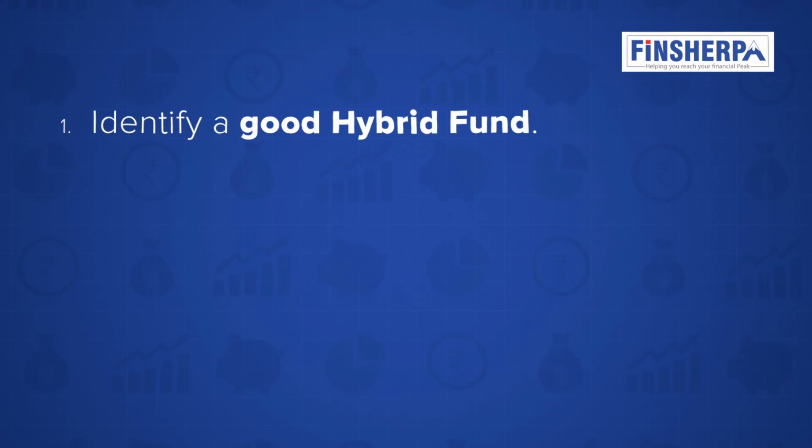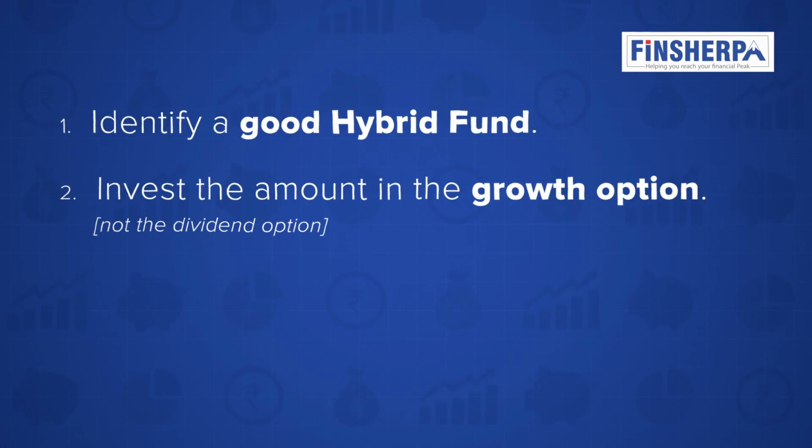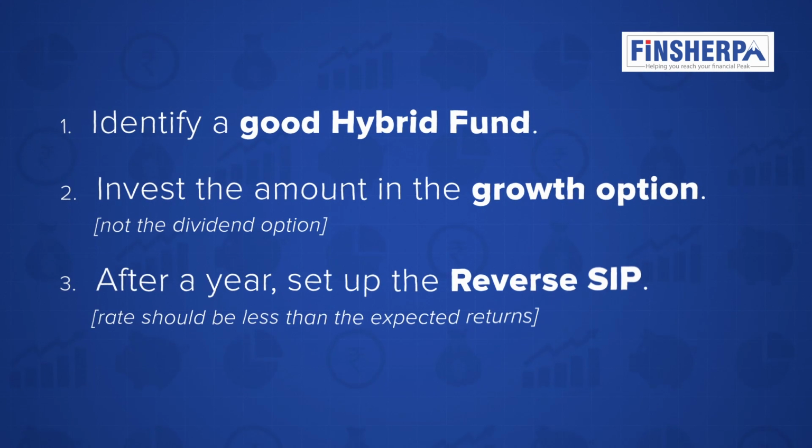Now, how would Mr. Khanna operationalize this? First up, he'll identify a very, very good, consistent hybrid fund that has a good track record. He will then park this 50 lakhs in that fund with a growth option, not a dividend option, a growth option. After a year, knowing that the fund has accreted on 50 lakhs, he may have made 2, 3, 4, 5 lakhs or so. In addition to that, we would then set up what is called a reverse SIP. That is a systematic withdrawal.